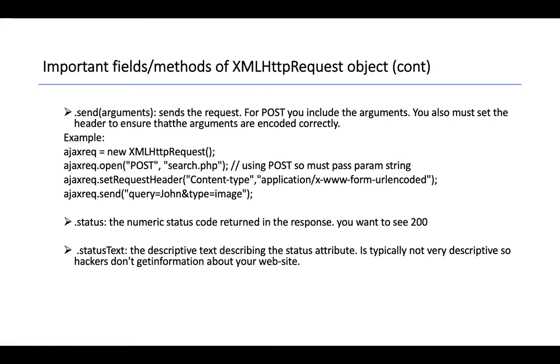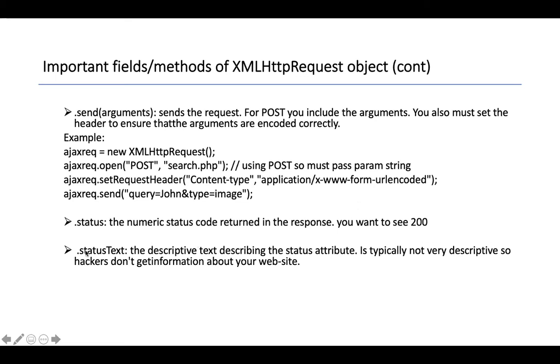So once the server has returned and you're executing that callback function, you'll have access to the AJAX request object in a number of important fields. The first is the status field. So you want to see 200. That means that the request was executed error-free. If you get some other status code like 400 or 500, it means something went wrong.